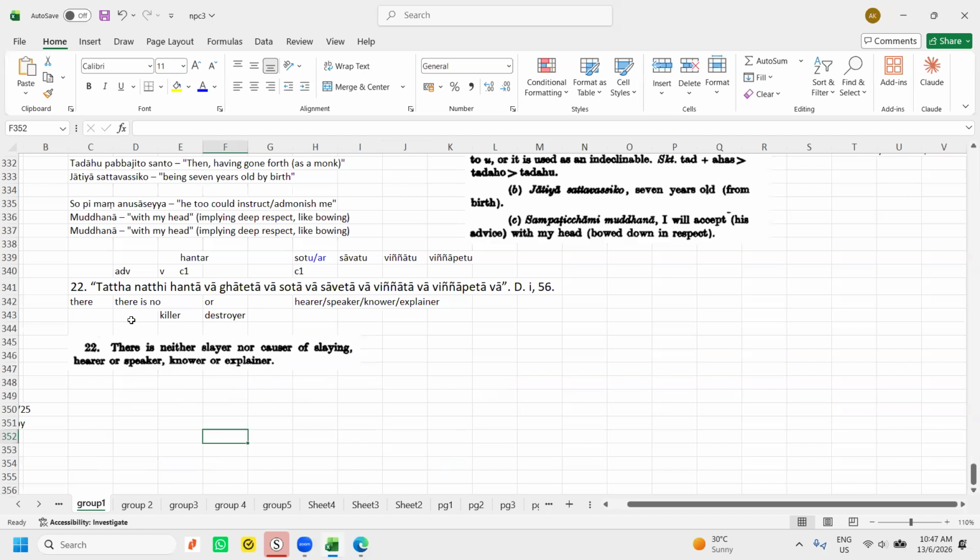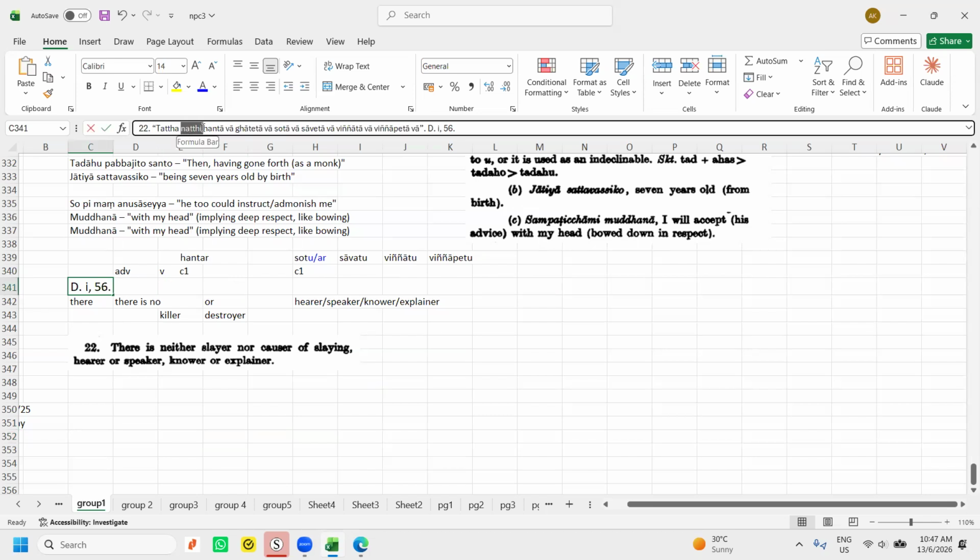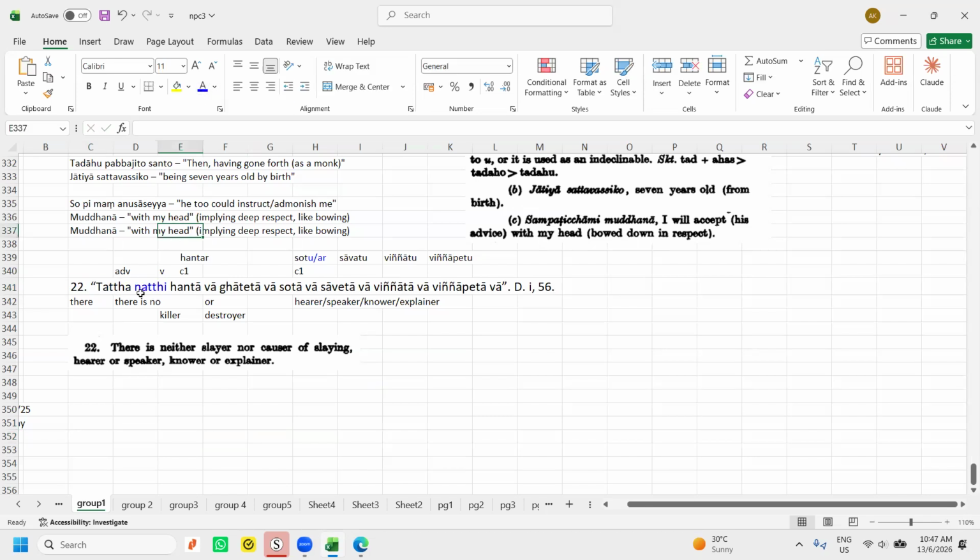So 22, you can see, okay, this is an adverb, tat plus TTHA. This is nati. That means, you see the word nati, this is a verb. So this word means there is no. Right, there is no. So this is the blue one.